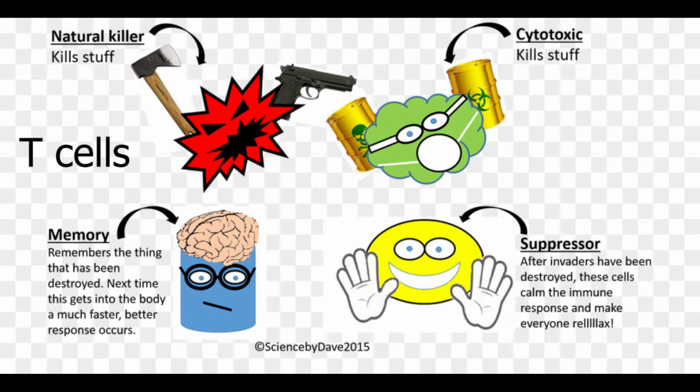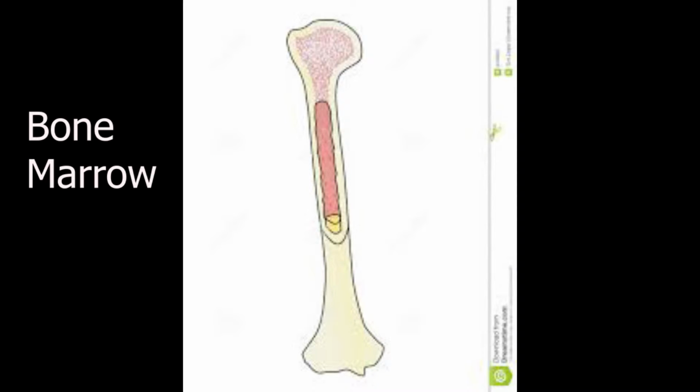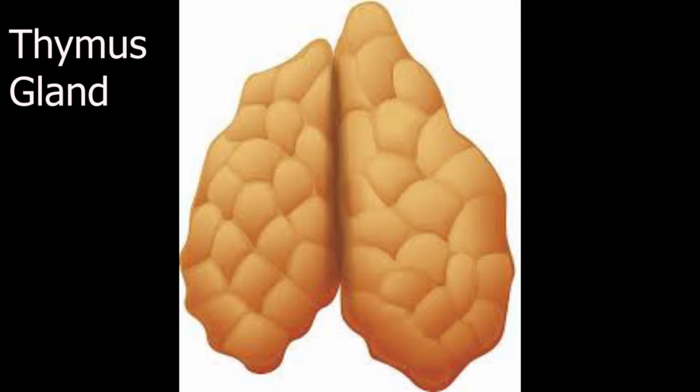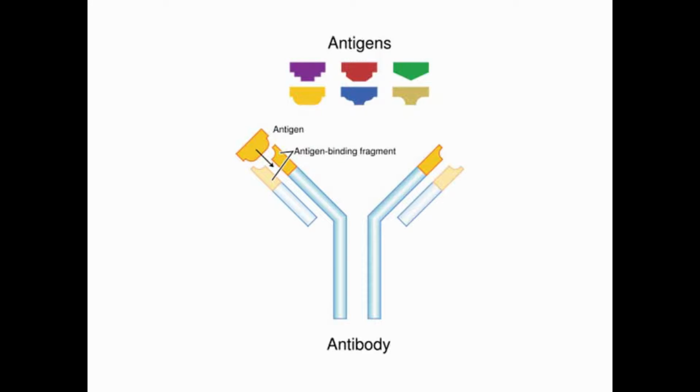T cells are made in the bone marrow, just like red blood cells, but they are stored in the thymus gland. They find the invader, which is identifiable by the antigens it has upon it.